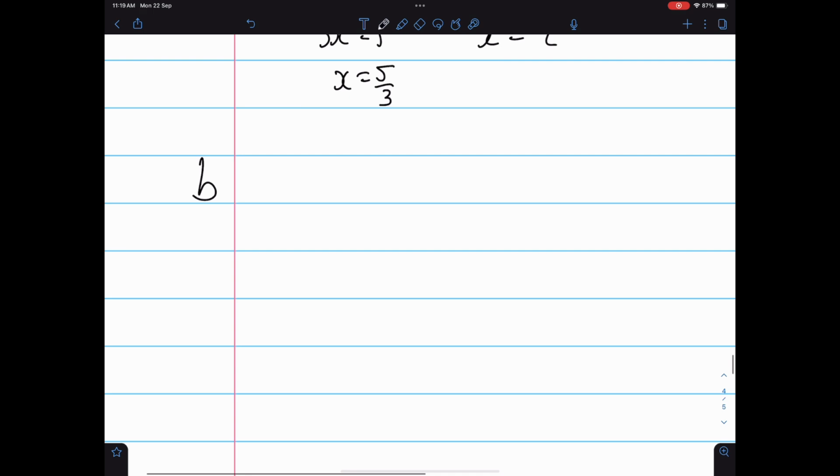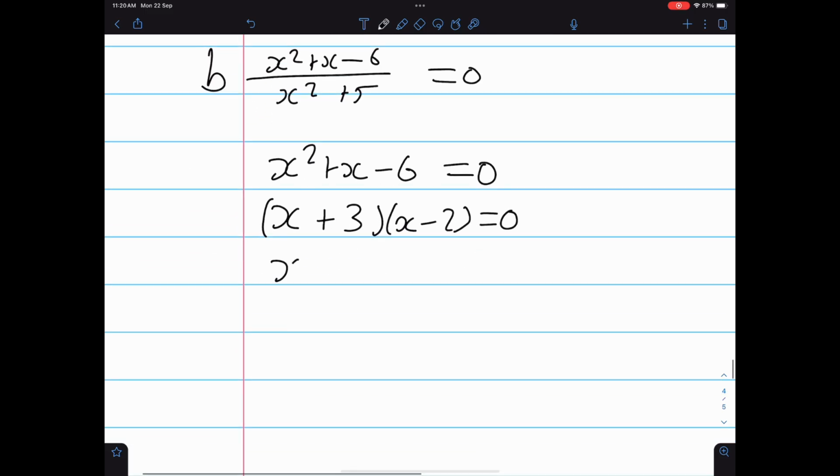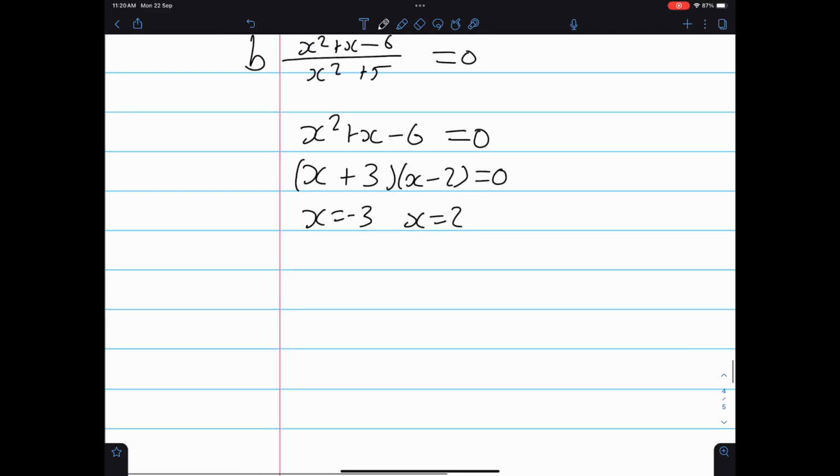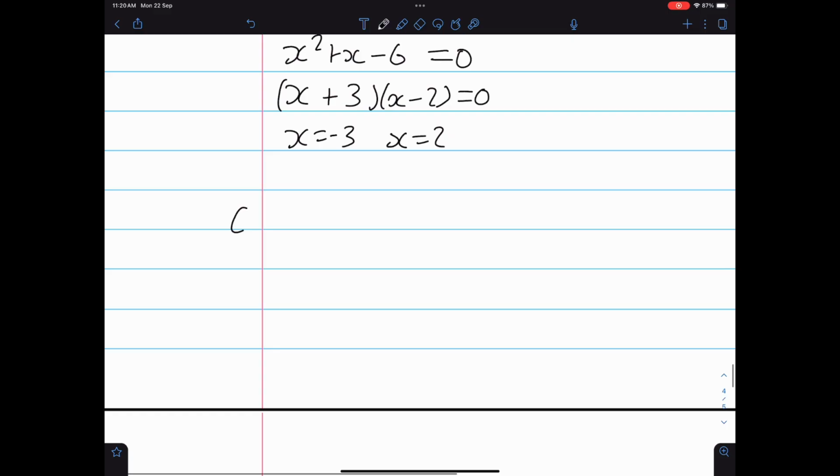Now b, it's the same thing again. And so this is x squared plus x minus 6 equals 0, x plus 3, x minus 2 equals 0, x equals minus 3, or x equals 2. I'm starting to skip a bit of working because I think you kind of get the idea, and I just want to keep this moving fast.